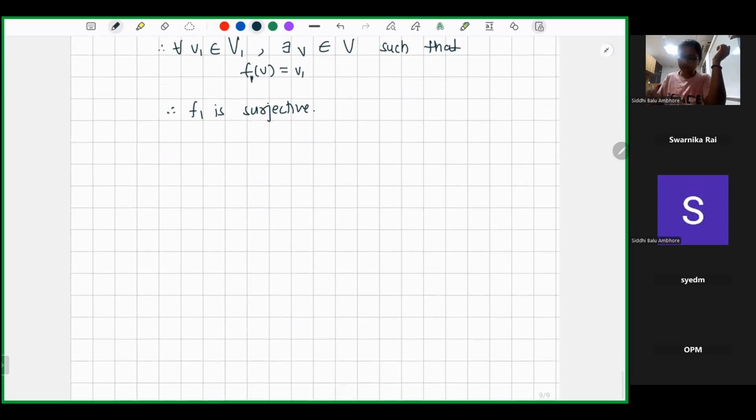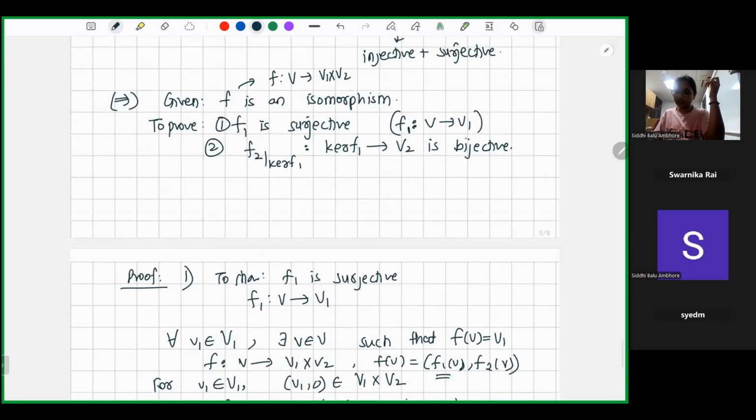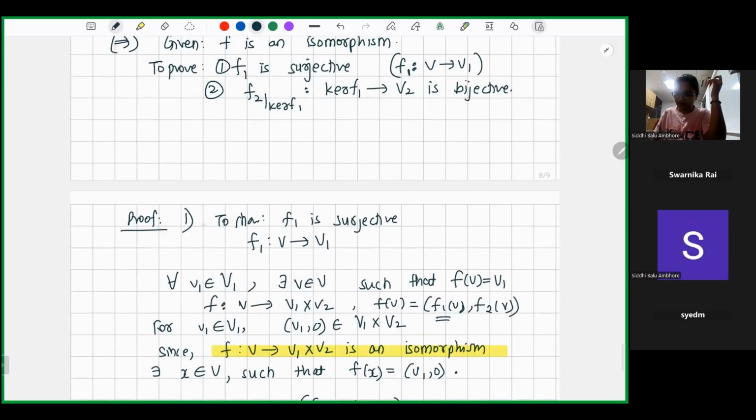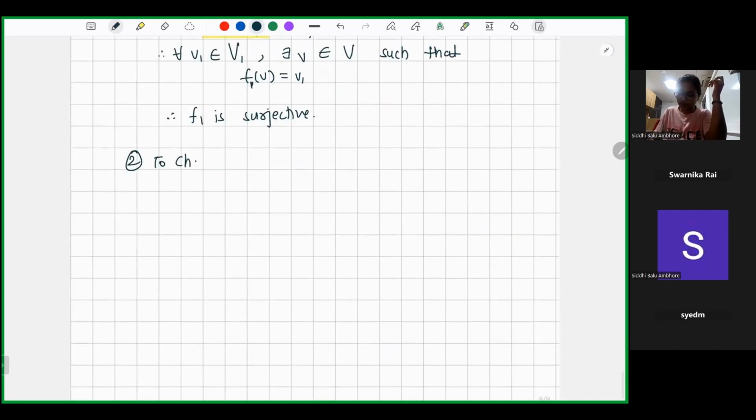Yes, that's it. Yeah, the first part is done. Now we have to check the second part: that F2 restricted to the kernel of F1, mapping the kernel of F1 to V2, is bijective. Now I have to check that this map is both injective and surjective. Okay, so let us check the surjectivity part.